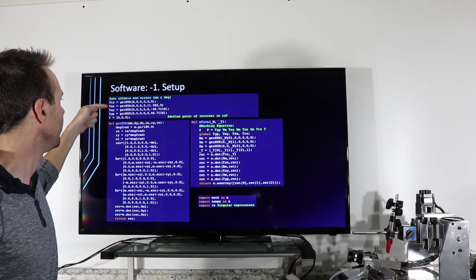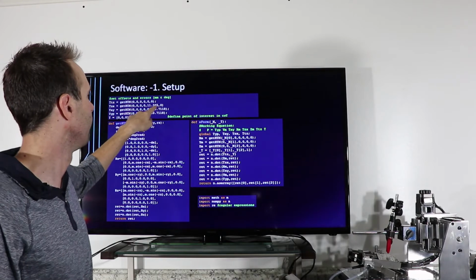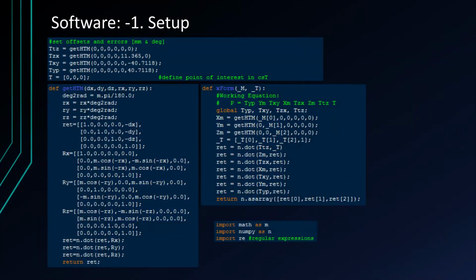And then equivalently, from Z to X, I have one angular error, and then from X to Y, I have one angular error, and then from Y to P, I have one angular error. Okay, you get the point.